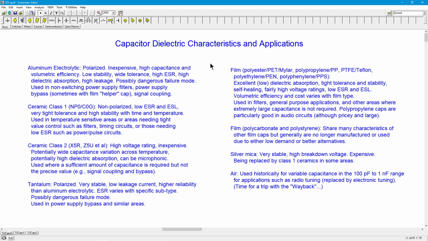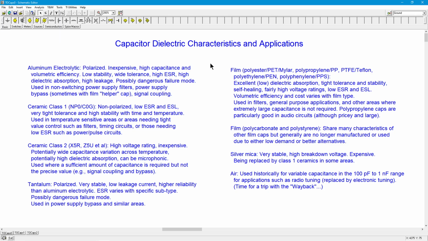They can be self-healing, which basically means that if you put an overvoltage on them, once it's removed, the way the thing is constructed, the dielectric can actually fix itself in a way. So that's kind of a nice thing. Some of the other specifics, like the volumetric efficiency and how much they cost, will depend on the kind of film that you have, what the dielectric is. But generally speaking, these are, like I said, good quality capacitors.